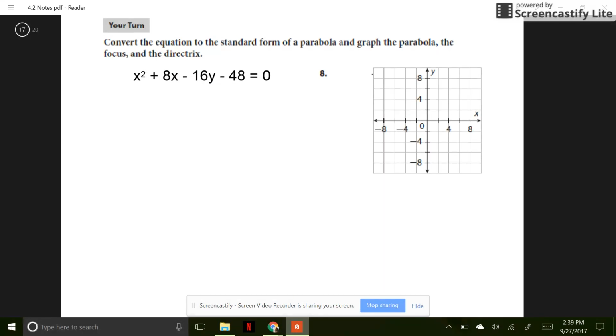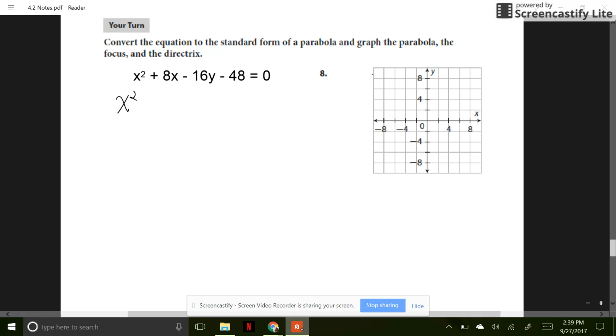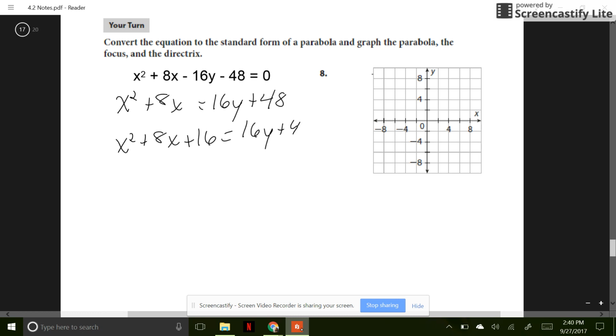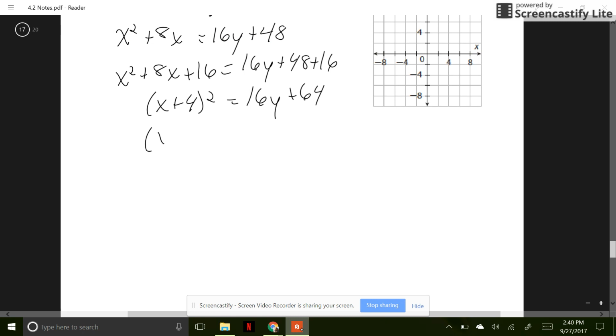So this time our x terms are squared, so we'll move everything else to the other side. And then we will complete the square on our x's. So our b divided by 2 terms squared is going to get us a 16 there on both sides. Our perfect square, we're going to get x plus 4 squared equals 16y plus 64. We factor out what we can on the right, which is a 16. We're left with y plus 4.